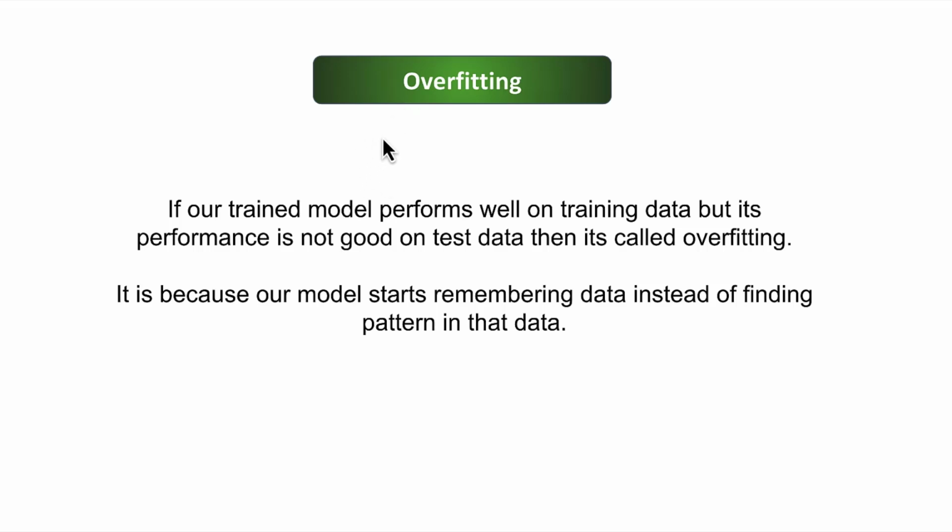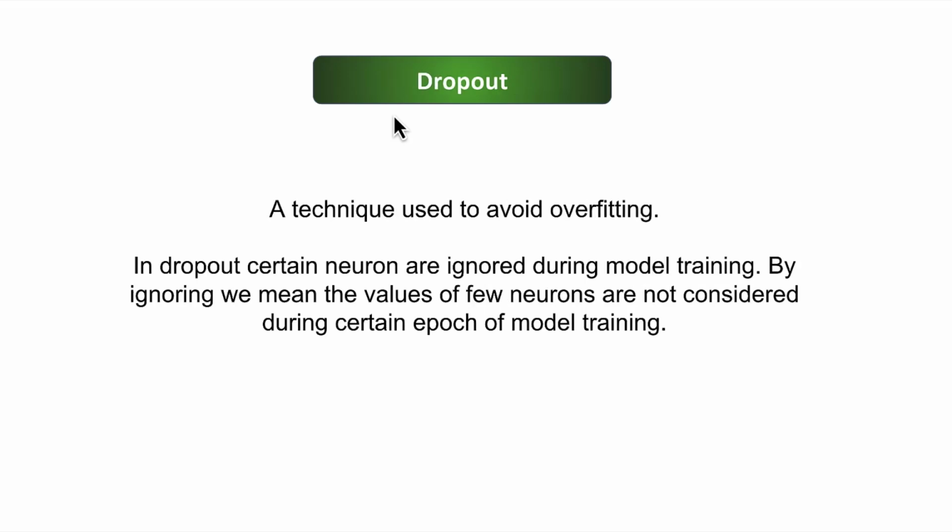And in this problem, after training the model, our model will not perform well on the data which is new for our model. And to solve this problem, we use a technique that is called dropout. So in dropout, certain neurons are ignored during model training. And by ignoring, we mean that the value of few neurons are not considered during certain epoch of model training. So to tackle that overfitting problem, we use this technique, and for certain epoch of our neural network model training, we will ignore the value of some random neuron. And by that way, we can avoid overfitting.